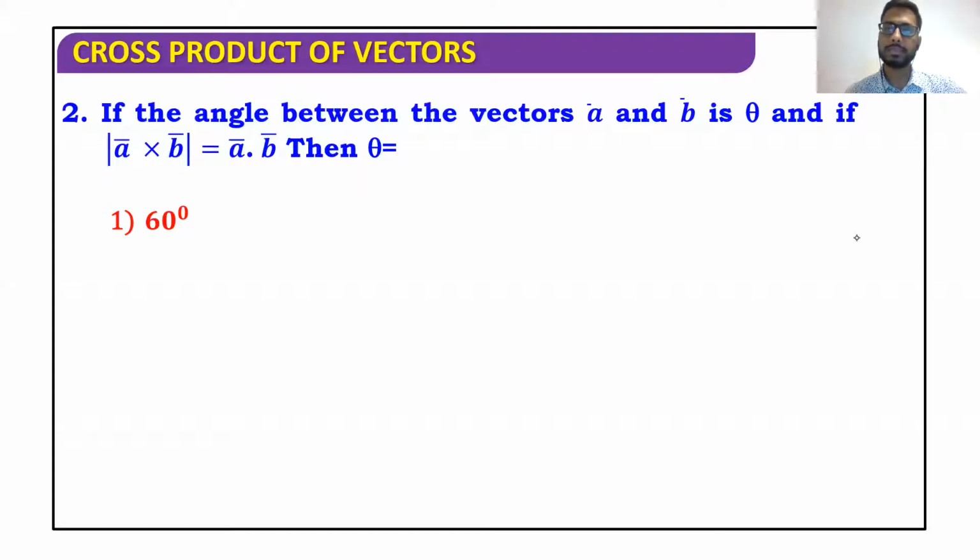The angle between the vectors a bar and b bar is theta, and the cross product is given as a cross b equal to a dot b. I have to find the value of theta. What is the relation between a cross b and a dot b? I can say that a cross b the whole square plus dot product square is equal to magnitude of a square into magnitude of b square.